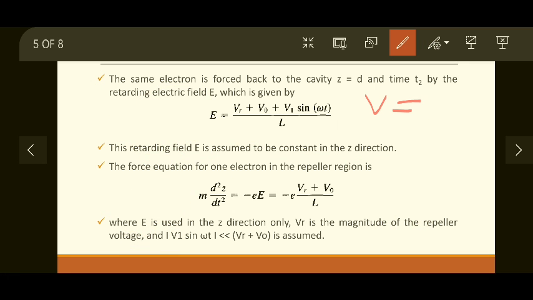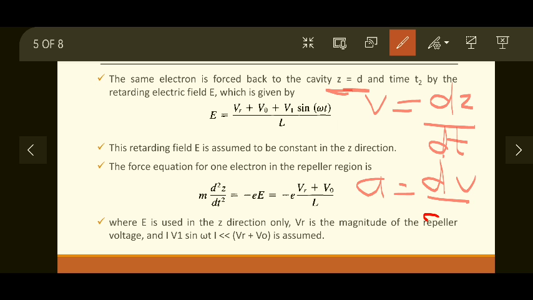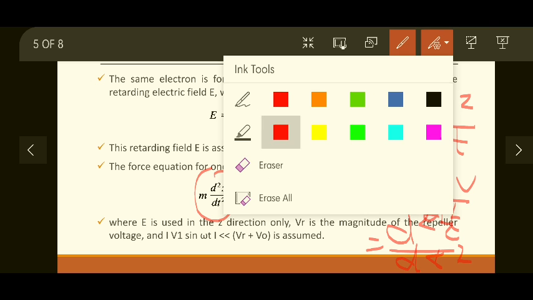Now we have a distance of d, that is z, so velocity is equal to dz by dt. So acceleration is equal to dv by dt. What is dv by dt? Derivative of v, that is dz by dt, will be equal to d2z by dt square. That is how d2z by dt square is obtained over here. Okay, I hope this is clear now.